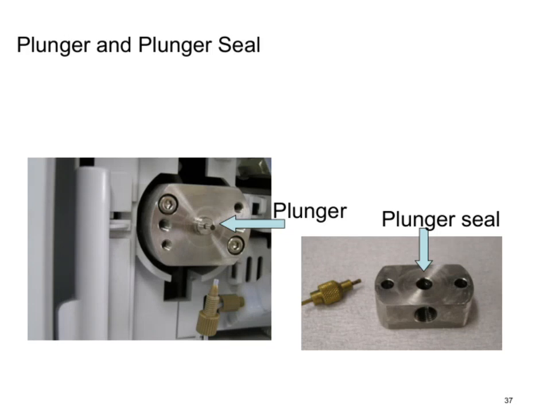Let's take a closer look at the components involved in this part of the system, the plunger and the plunger seal. The plunger is essentially the moving part that pushes or pulls fluid within the mechanism. It plays a crucial role in controlling the flow and pressure. The plunger seal, on the other hand, is what prevents fluid from leaking past the plunger as it moves.